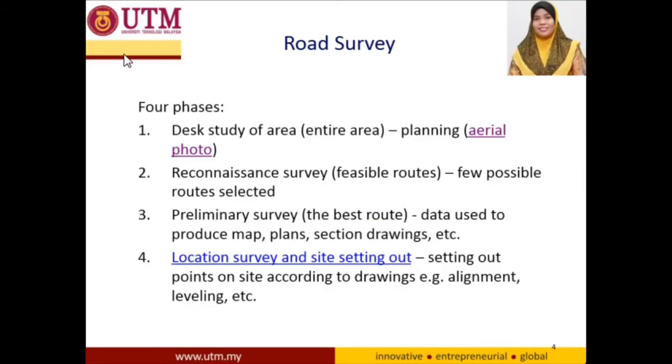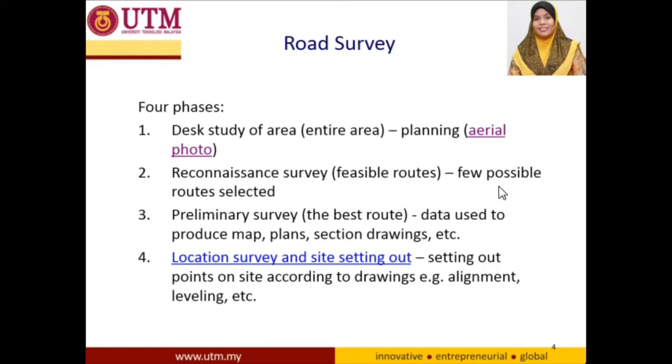Okay, next we have the reconnaissance survey, where this stage is very important to identify several routes between the 2 endpoints. At this stage, additional details are taken into consideration, such as the terrain and soil condition, industrial and population areas, and also the existing transportation facilities. At the end of the survey, a few possible routes will be identified for the next stage.